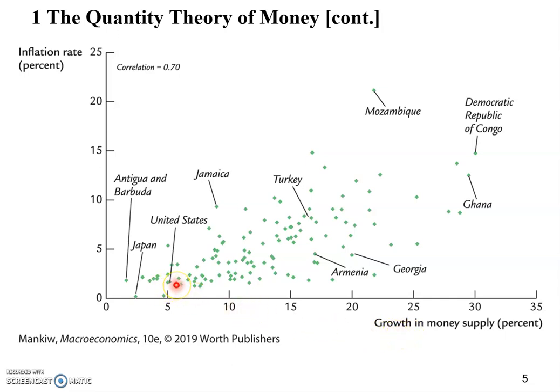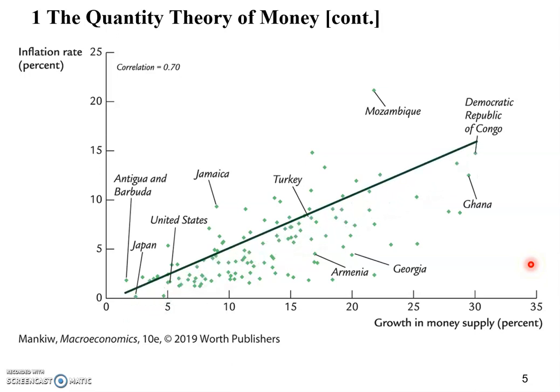Okay, and the annual inflation rate in the U.S. is approximately 2%. All right, so every year the money supply in the U.S. grows about 5%. We get 5% more money circulating in our economy, which eventually leads to approximately 2% increase in overall price level.